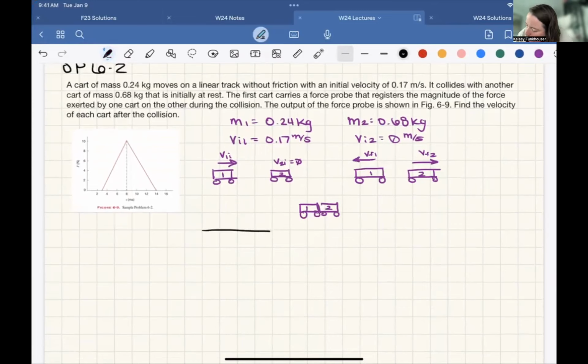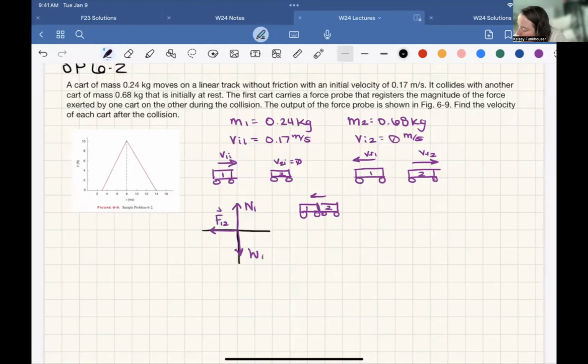So for cart 1, it has the weight of cart 1, the normal force it's experiencing, and then it is experiencing a force from 2 on 1, force on 1 from 2. And that is pointing to the left.